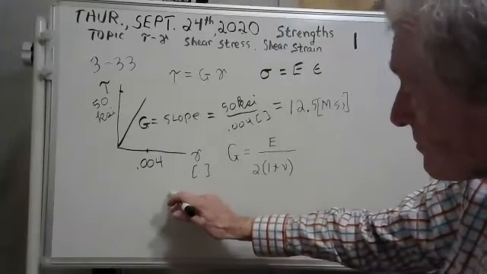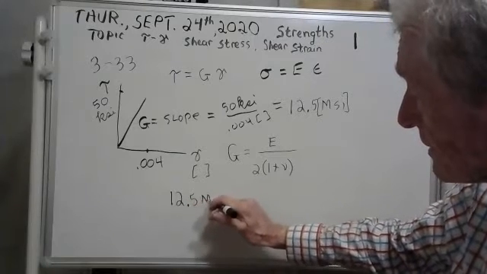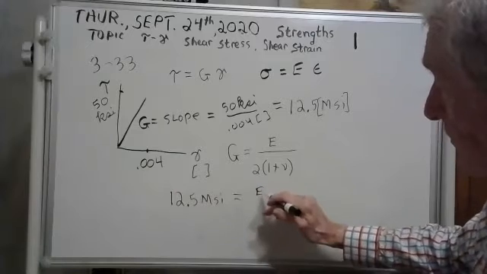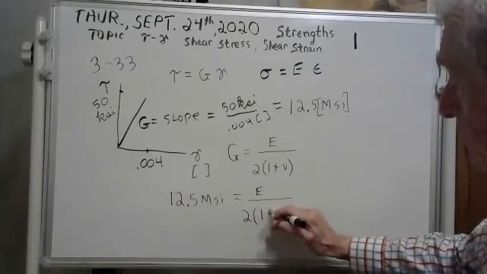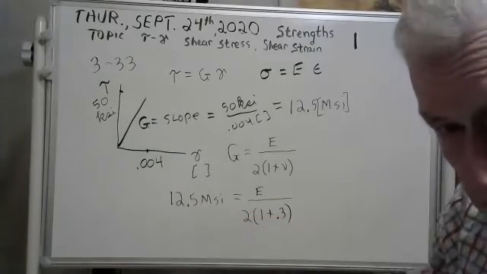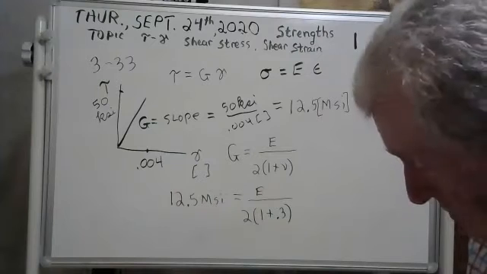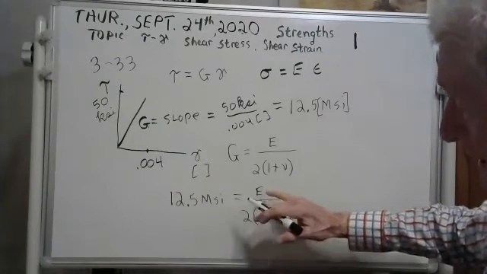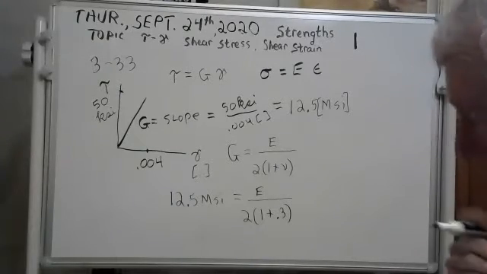So let me write this stuff out. We got 12.5 MSI to 1 plus 0.3. We have an equation now with only one unknown, and I'm going to shut up and give you a minute, and I want you to find this capital E, the modulus of elasticity. Go for it.